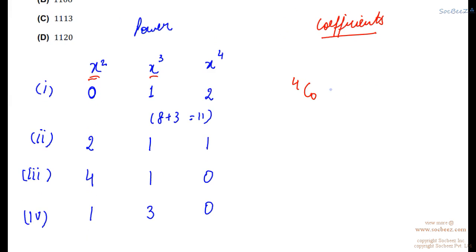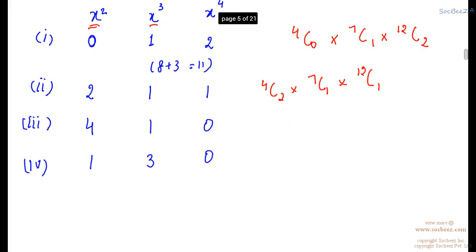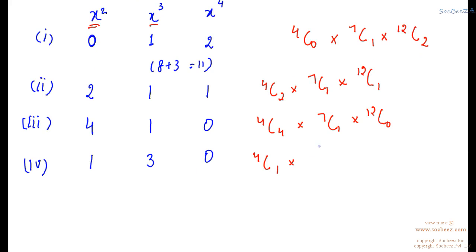There are this many ways to achieve this combination. This combination corresponds to 4C0 into 7C1 into 12C2. In this case it is 4C2 into 7C1 into 12C1. In this case it is 4C4 into 7C1 into 12C0, and finally in this case it is 4C1 into 7C3 into 12C0.